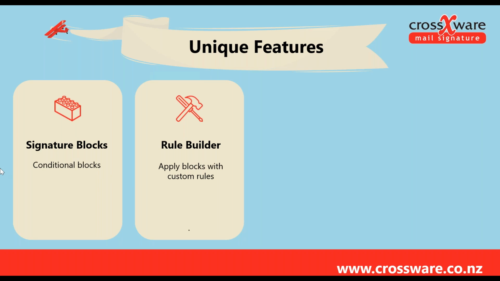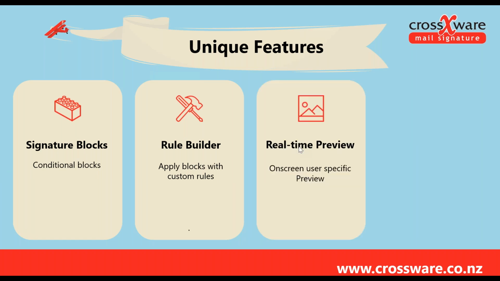Our powerful rule builder is really simple and powerful. So simply just create a signature, apply a rule, and then you can specify a condition such as a time and date range for your signature campaigns. Or it may be that you want to target external contacts with specific signature campaigns. So that's really quite flexible to use.